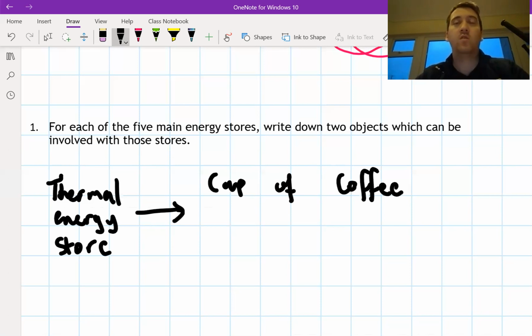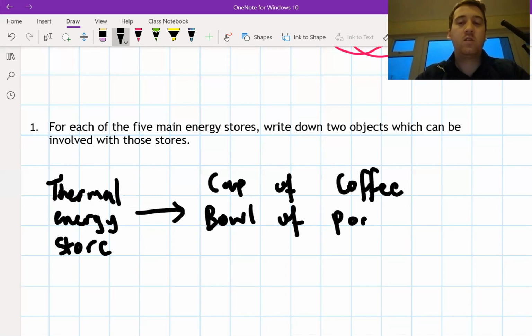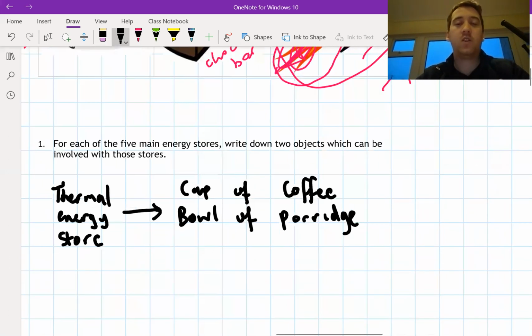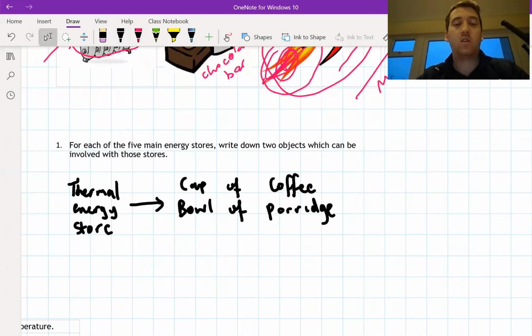A second one could be a bowl of porridge. Again, when I first make it, it's got a lot of energy in its thermal energy store. And if I don't eat it quick enough, by the time I finish eating, it's going to be cold. So it's going to have less energy in its thermal energy store. Okay, so I want you to pause the video and do the rest.